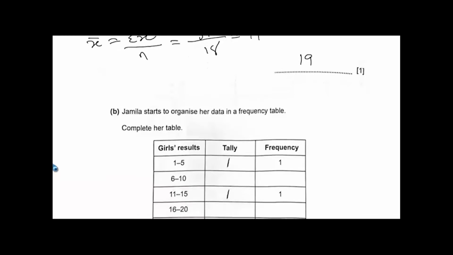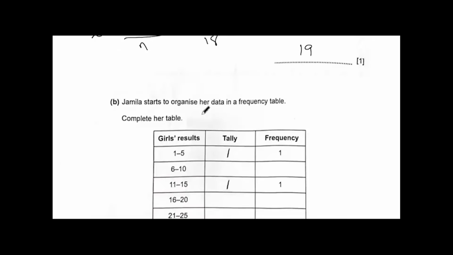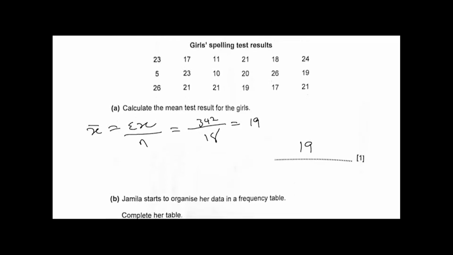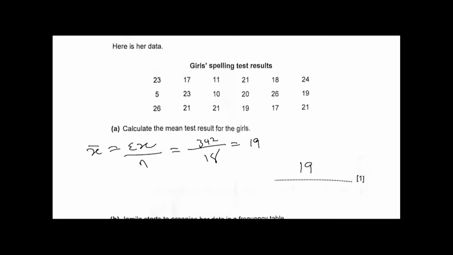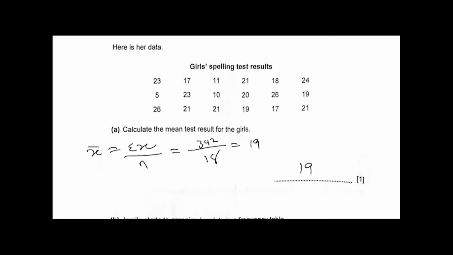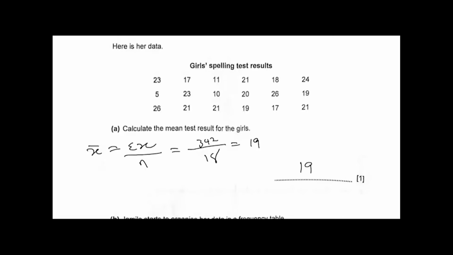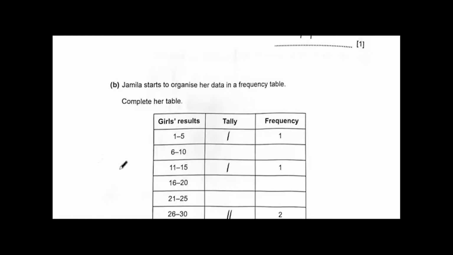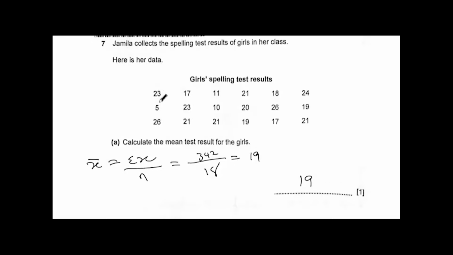Okay, so the B part is here. Jamila starts to organize her data in a frequency table. Complete her table. So this is a frequency table. All you need to do is look at each of the numbers and put them in the correct class limit. So for instance, now you have 23. 23 will be here, so you put this here. That means 23 is gone.